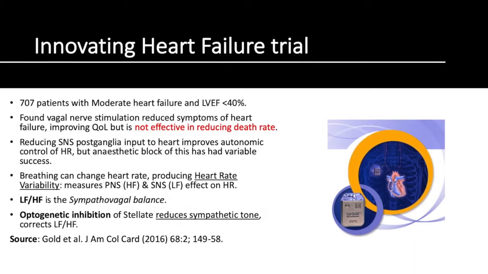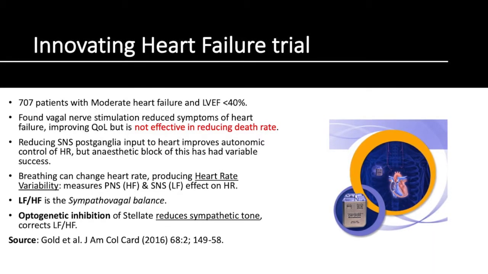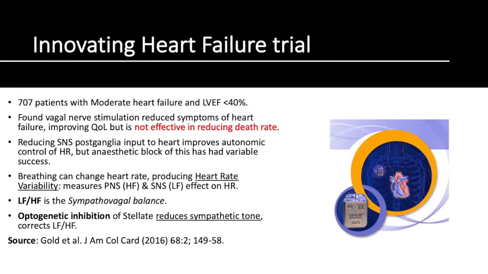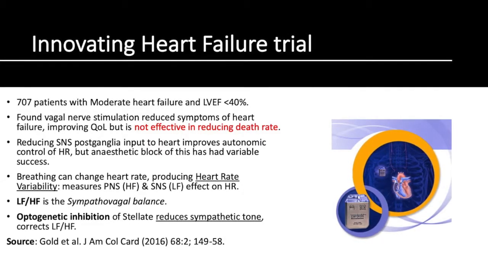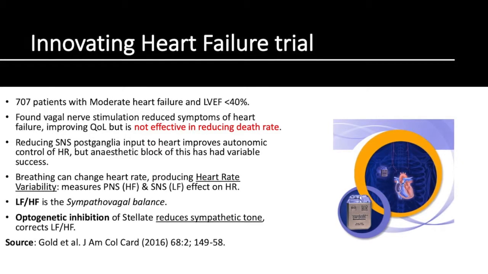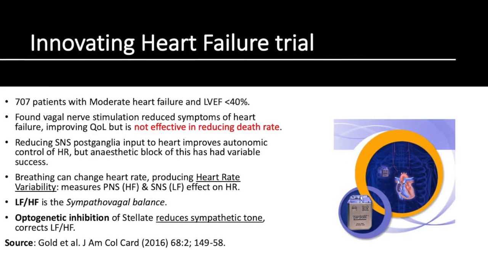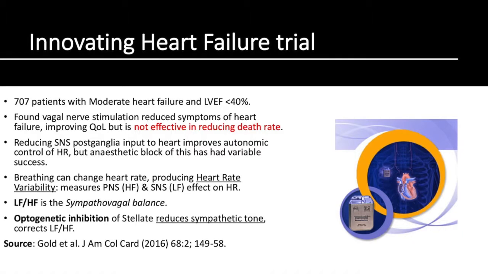Breathing can change heart rate, producing heart rate variability. Heart rate variability measures the parasympathetic nervous system, or HF, and sympathetic nervous system, or LF, which affects the heart rate. LF/HF is the sympathovagal balance. Through optogenetic inhibition of the stellate ganglia, it can reduce the sympathetic tone and thus correct for LF/HF.